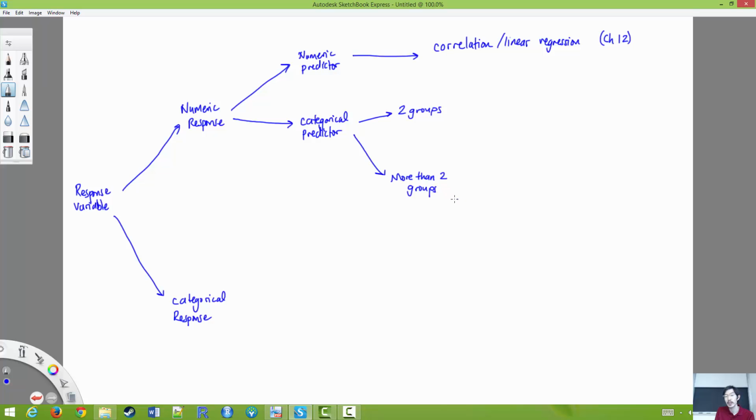So if we have more than two groups in our categorical predictor with a numeric response, what method do we use there? ANOVA, yes. So if you have more than two groups, you're going to do ANOVA. And then we've got several things within two groups. We can have independent groups, or we can have paired groups. And if we have paired groups, then we would use the paired t-test.